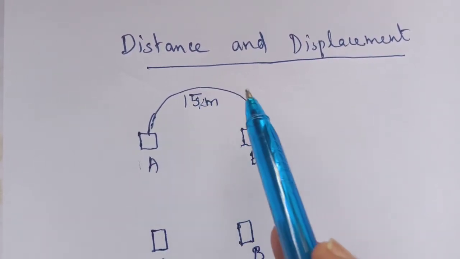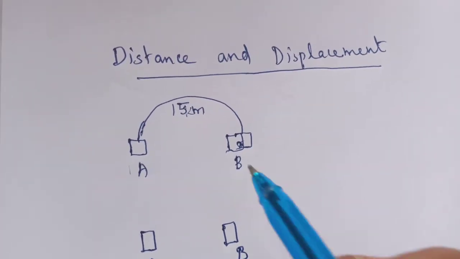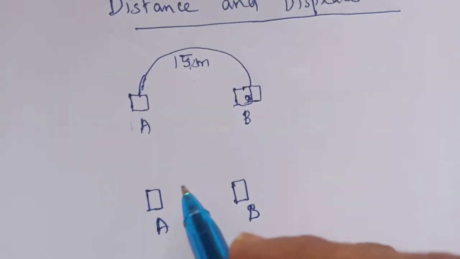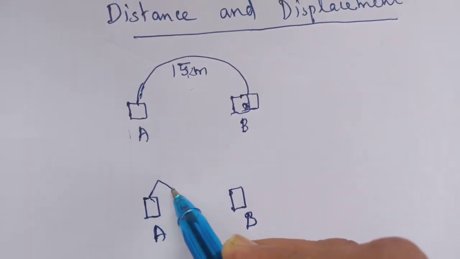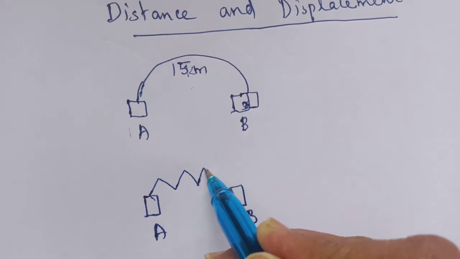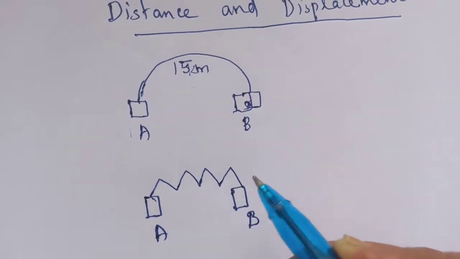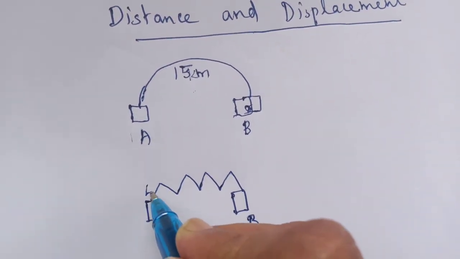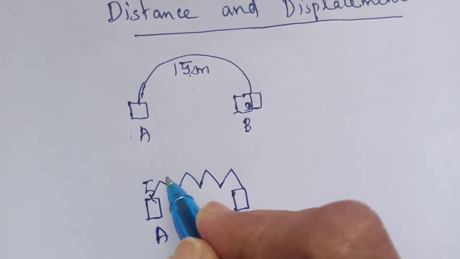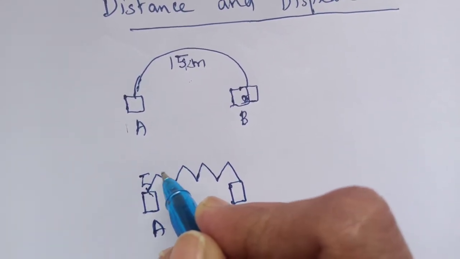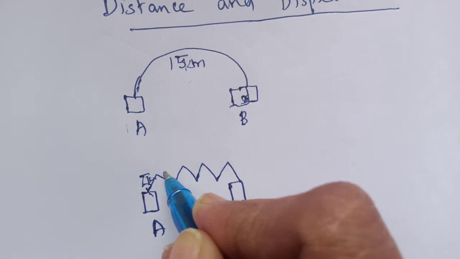One person is going like this. Then it is 15 kilometer. Then another person is going like this. Every zigzag point, every one is 5 kilometer, 5 km, 5.